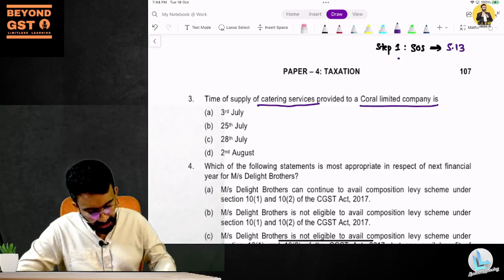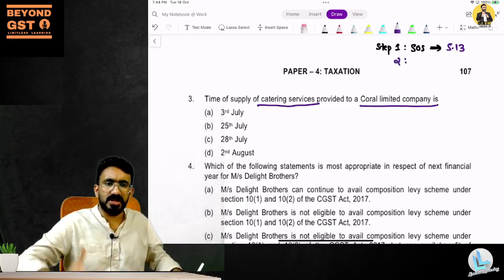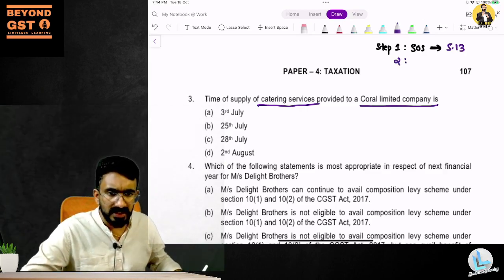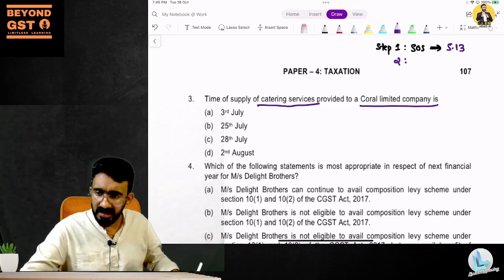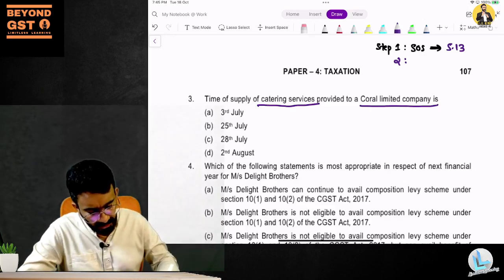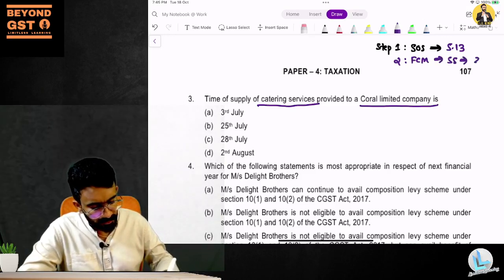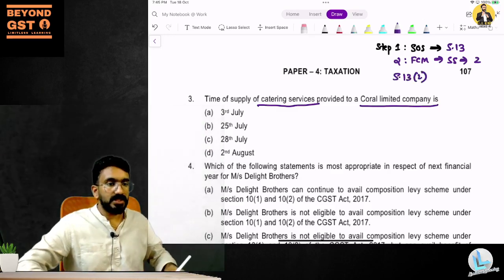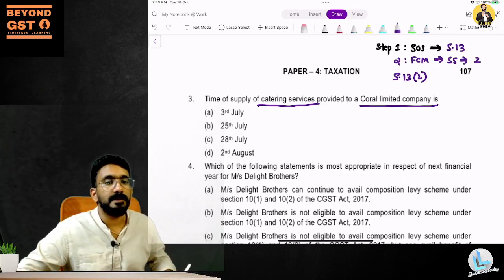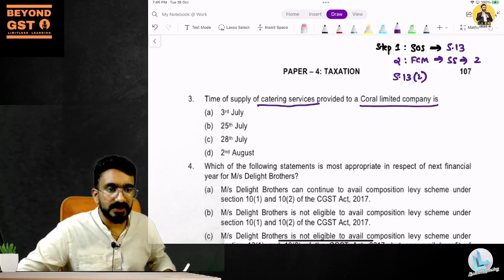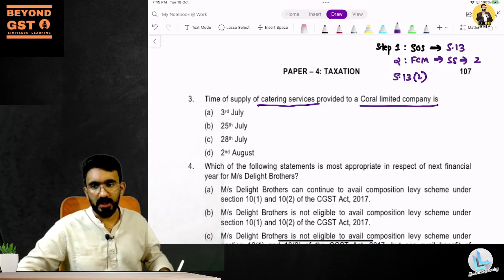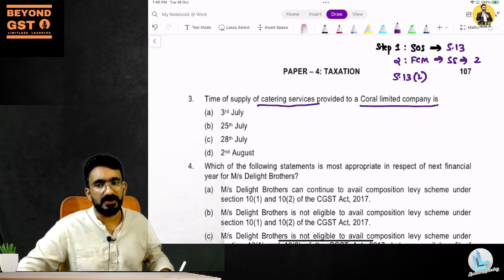Now, is this taxed under forward charge or reverse charge? Restaurants, is there anything under reverse charge? No. Catering, is there anything under reverse charge we have learned? No. So it will be under forward charge, which means the subsection would be subsection 2. So the section that we are looking at is 13(2). What does 13(2) say? How to determine time of supply for supplier of service.